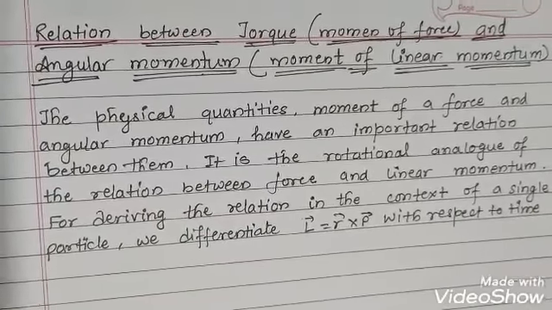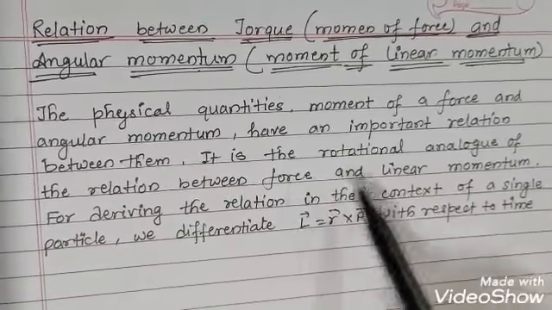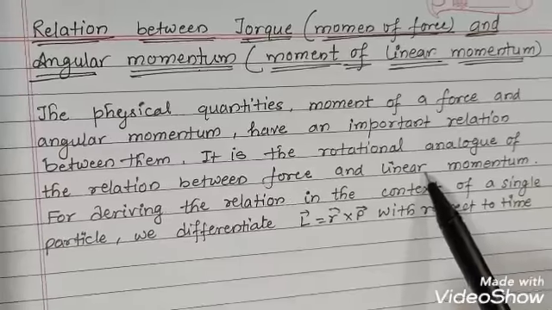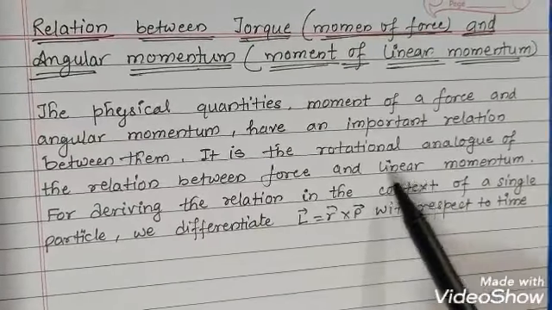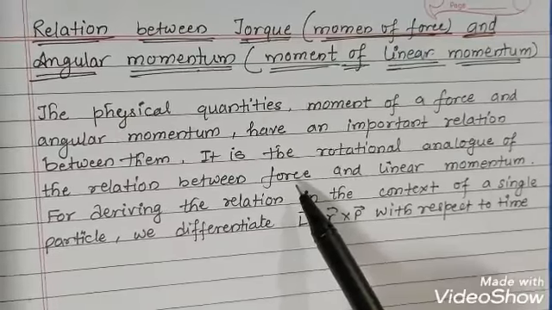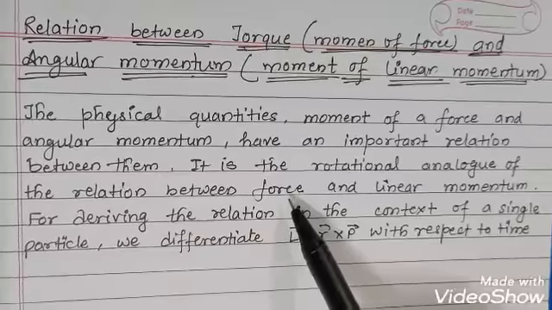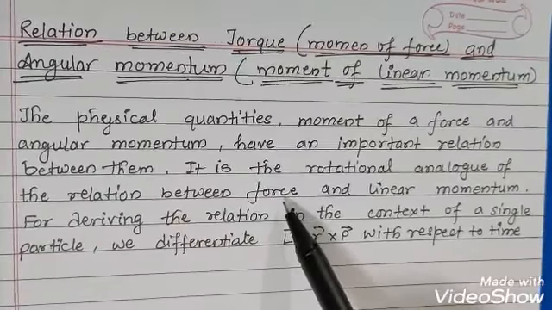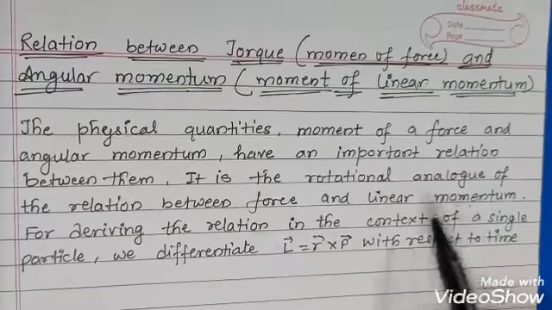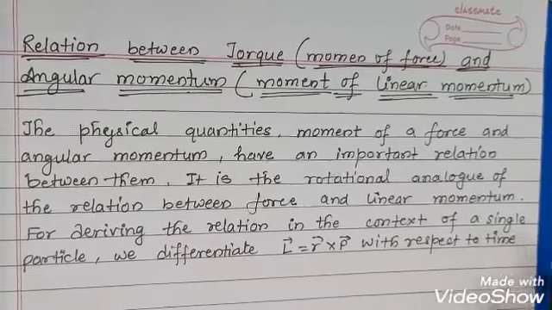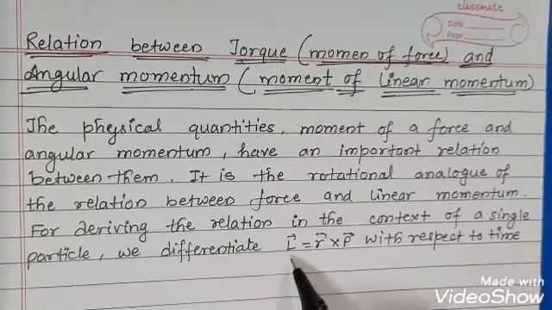As we know already, the rotational analog of force is torque and the rotational analog of linear momentum is the angular momentum. So obviously the relation between the torque and the angular momentum will be the rotational analog of the relation between the force and the linear momentum. And for deriving the relation in the context of a single particle, we differentiate this relation.